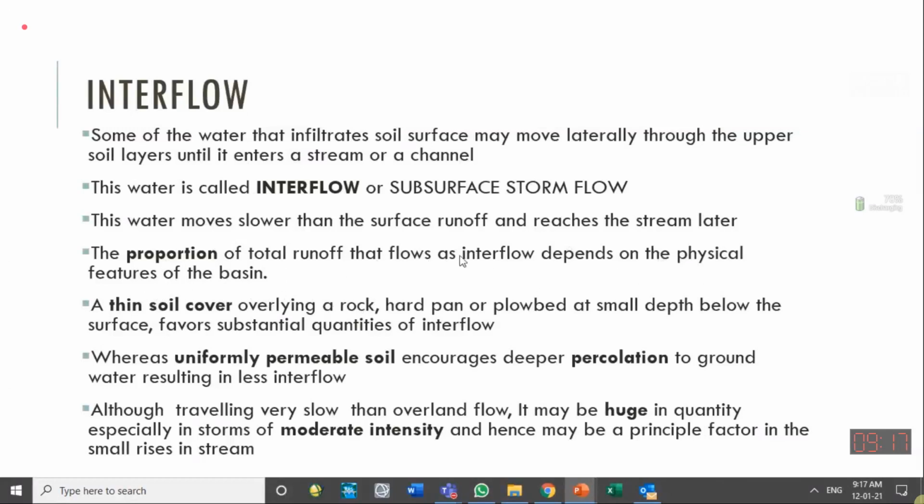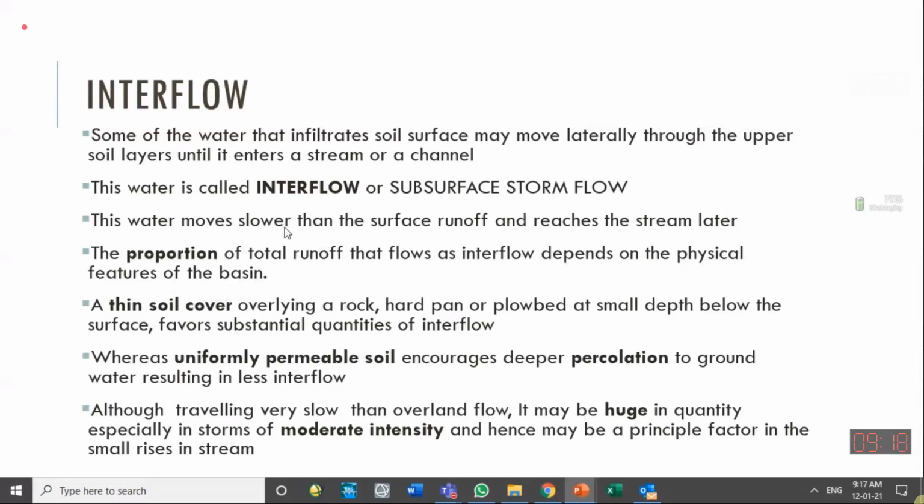फिजिकल फीचर से क्या मुराद है? इनके एलिवेशन डिफरेंस, सॉइल की पोरोसिटी, सॉइल टाइप. So physical feature of the basin, it is dependent. The proportion of the interflow in total runoff, in the runoff.